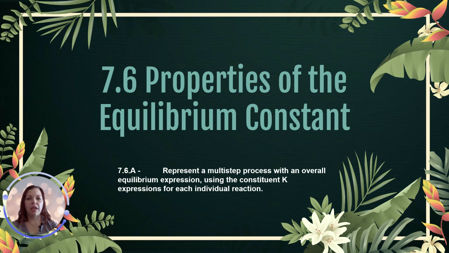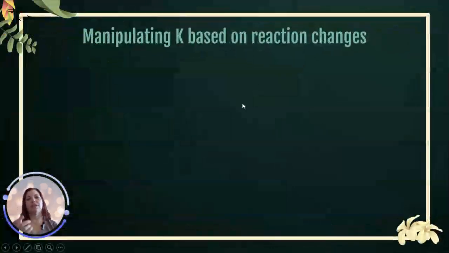The learning objective for today is 7.6.a: represent a multi-step process with an overall equilibrium expression using the constituent K expressions for each individual reaction. So, basically, this relates to some of the same ideas that we've been using with Hess's law and reaction mechanisms.